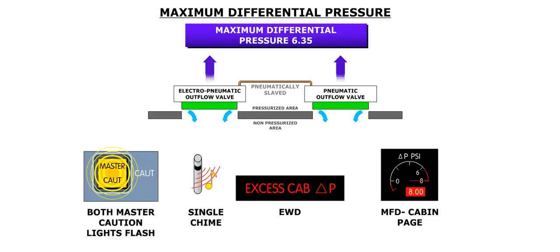The maximum differential pressure is 6.35 psi. The outflow valves will open if this differential limit is exceeded, and the cabin altitude will climb to relieve the pressure. In addition, both master warning lights will flash, the continuous repetitive chime sounds, the red excess cabin delta P message is displayed on the EWD, and a cabin delta P label is displayed on the MFD cabin page.